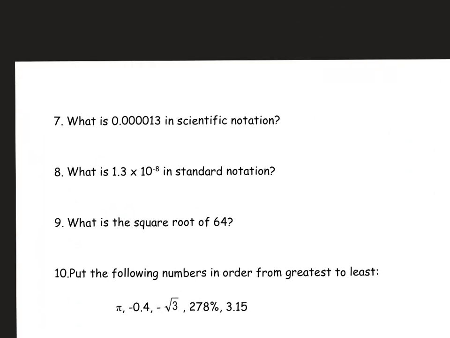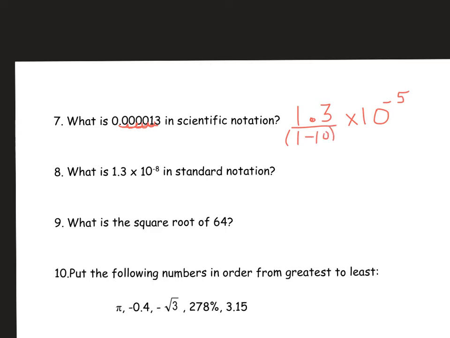Don't forget, if I have a small value, which this is, I'm going to have some number times 10 to the negative power. So I'm going to go ahead and move my decimal. 1, 2, 3, 4, 5. So 1.3 times 10 to the negative 5. Remember, this number must be between 1 and 10.